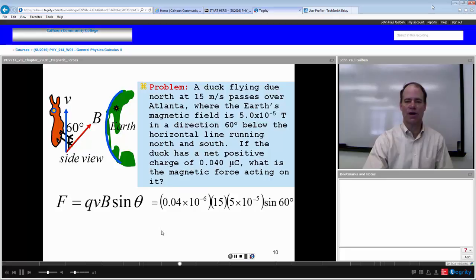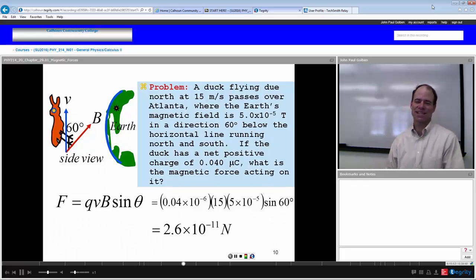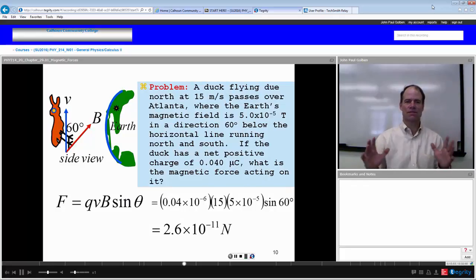We have a charge of 0.4 microcoulombs moving at 15 meters per second, Earth's magnetic field, 5 times 10 to the minus 5 Tesla, and the angle between those two vectors is 60 degrees. So we have sine of 60 giving us a force of 2.6 times 10 to the minus 11 newtons. So this duck will feel a force of 2.6 times 10 to the minus 11 newtons.